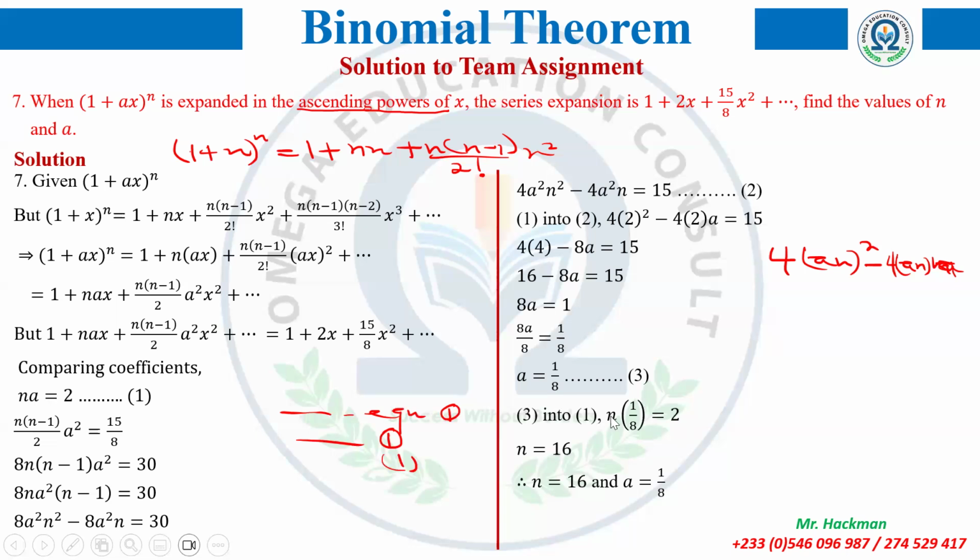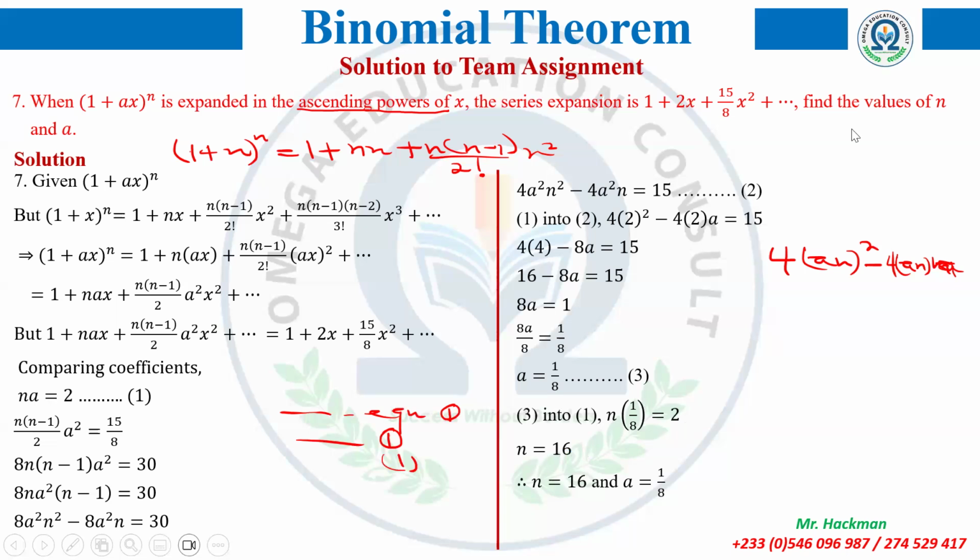So that will give us n times 1 over 8 is equal to 2. Then you clear the fraction, which is the same as n over 8 is equal to 2. Then you clear the fraction, you get n is equal to what? 16, by cross multiplying, meaning you clear the fraction. So at this point, you know the values of your a and your n.